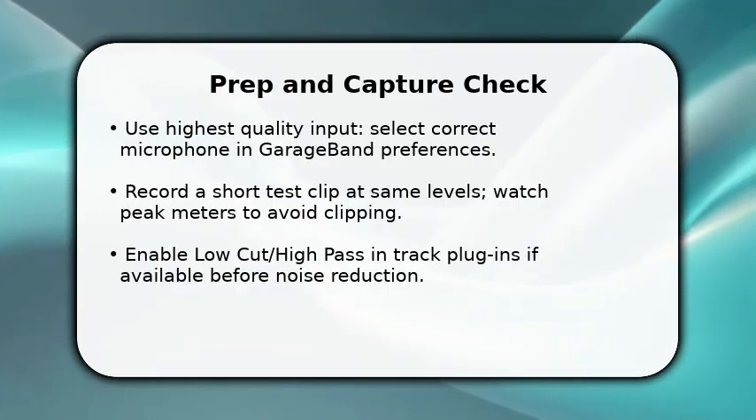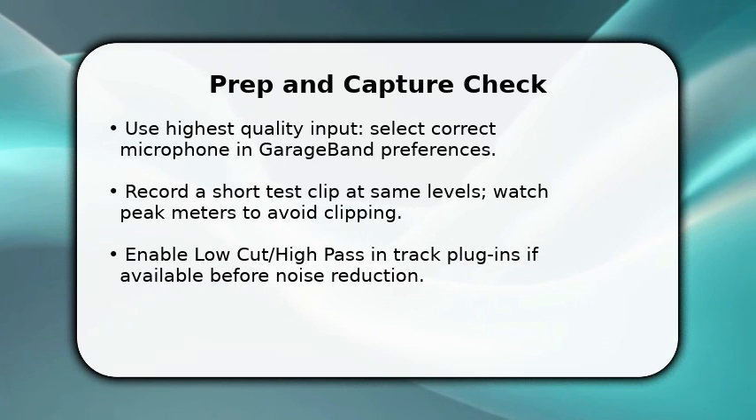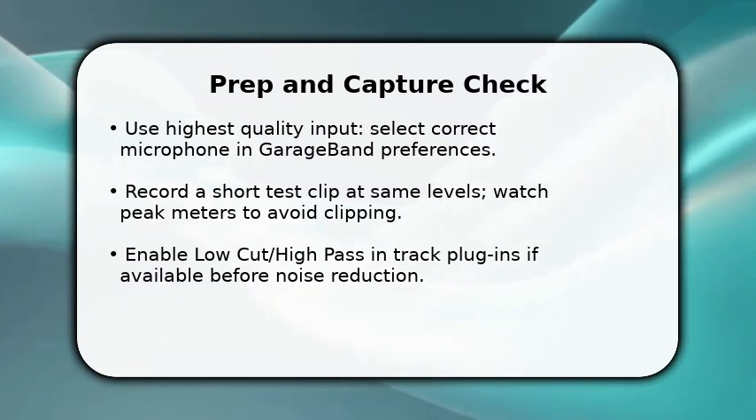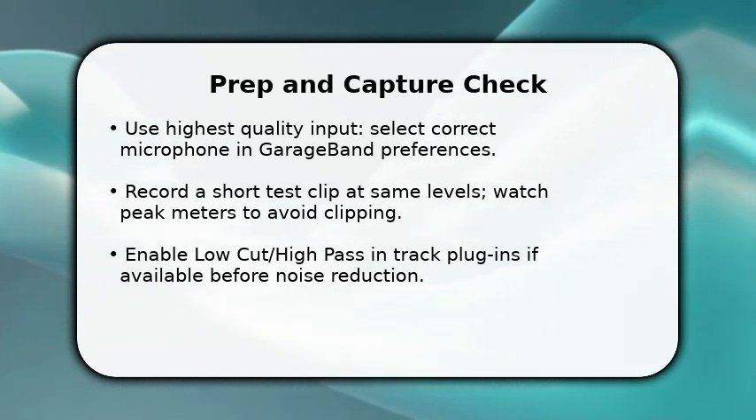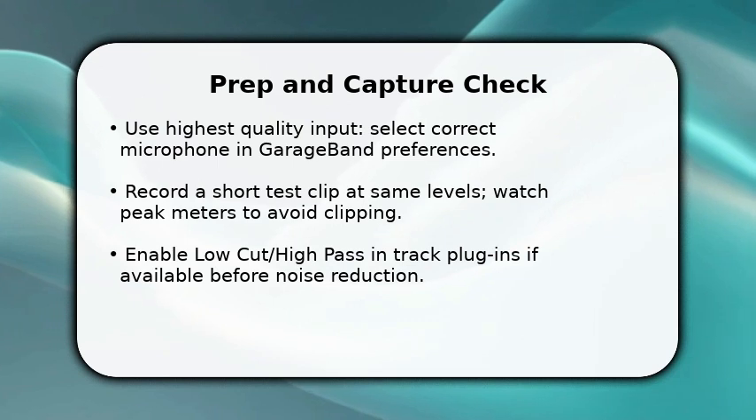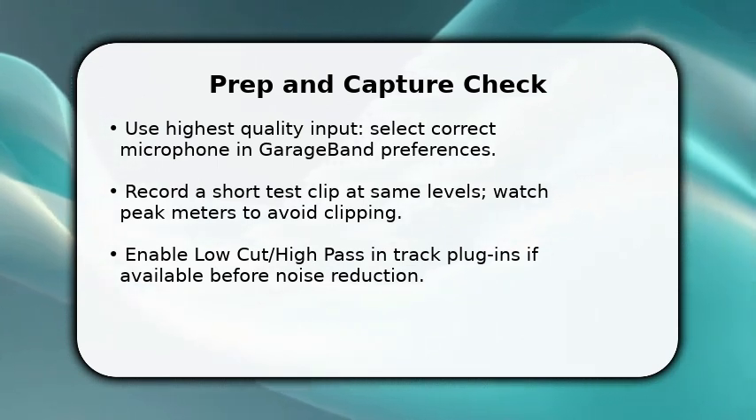You start by verifying inputs and capturing a clean reference. Choose your mic and GarageBand preferences and record a 5-10 second test at the same level you will use. Watch meters to keep peaks below clipping. This gives you headroom for processing.